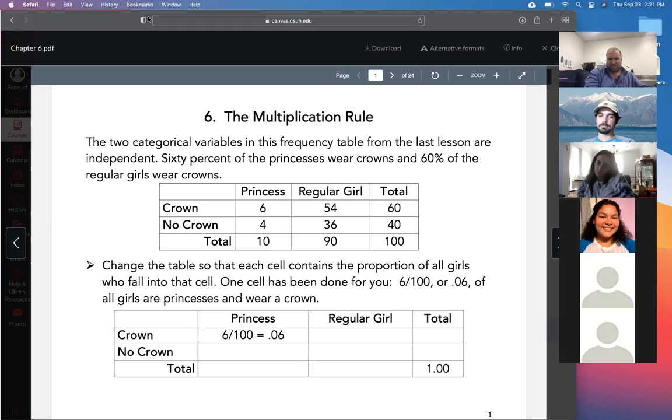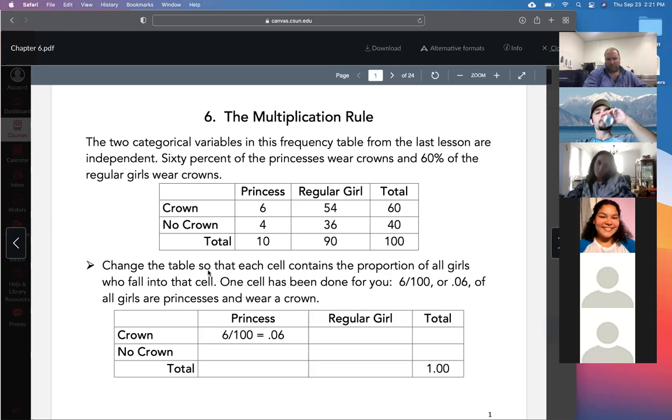And this isn't the original table. This is a table near the end that demonstrated independence, because 6/10 and 54/90 are both 60%. 4/10 and 36/90 are both 40%. Because we get the same thing for each row, these two variables, the crown or no crown and the princess or regular, are independent. Okay, so now it says, change the table.